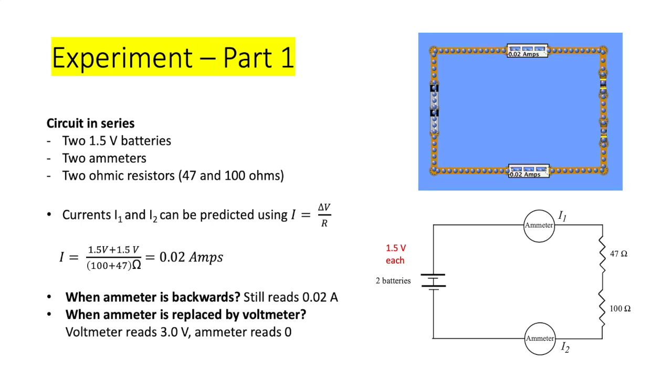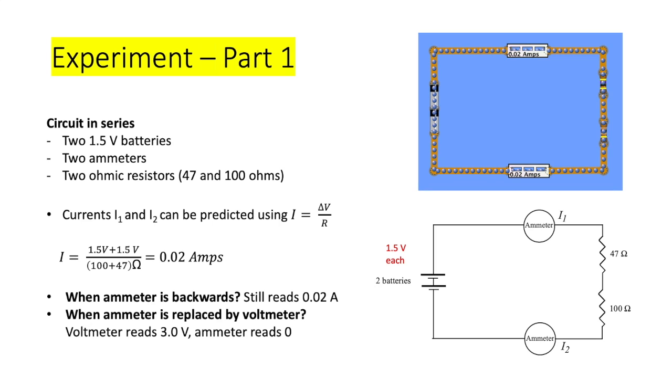For the first experiment, I created a simple circuit in series with two 1.5 volt batteries, 2 ammeters, and 2 ohmic resistors of 47 and 100 ohms. Using the current equation from above, I was able to predict that current 1 and current 2 were 0.02 amps. This matched the reading in the simulator as seen in the top picture. When the ammeter was flipped backwards, the reading was still 0.02 amps.